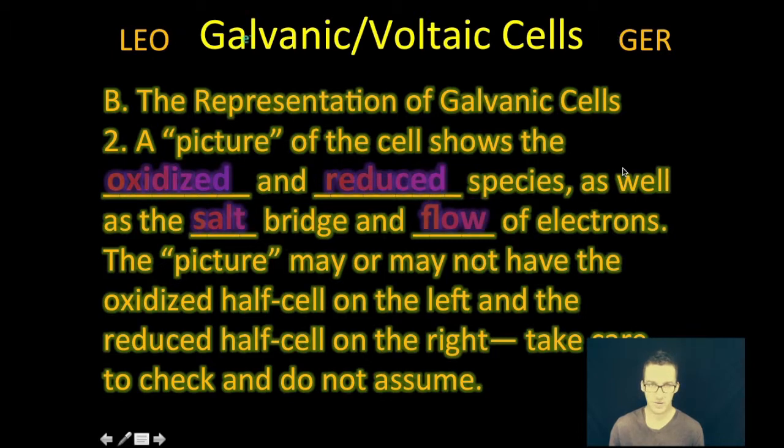A picture of the cell is where you get to bust out your art skills. You will have to draw or be comfortable with looking at the drawings of a galvanic cell. It's going to show the oxidized and reduced species as well as the salt bridge. You have to be able to pick the flow of electrons in your picture. And keep in mind that although the cell diagram always has the anode, salt bridge, cathode, your picture may or may not be in that order. So just be on the lookout for that. It can often cause confusion if you're used to doing the cell diagram and you just always go anode, cathode.